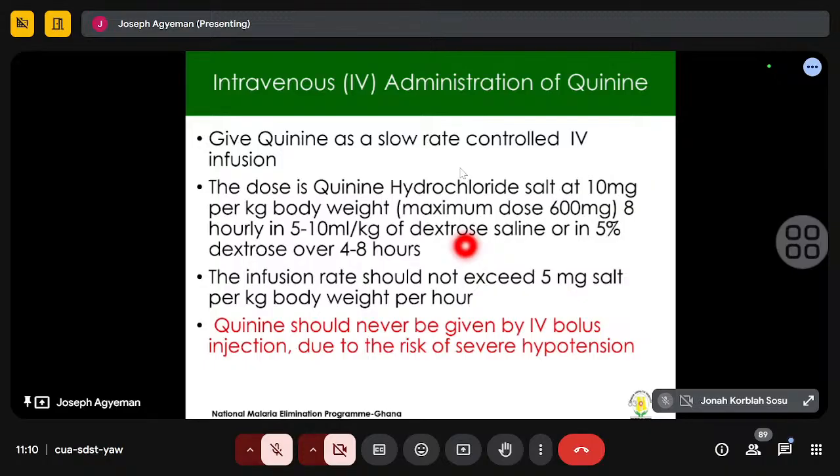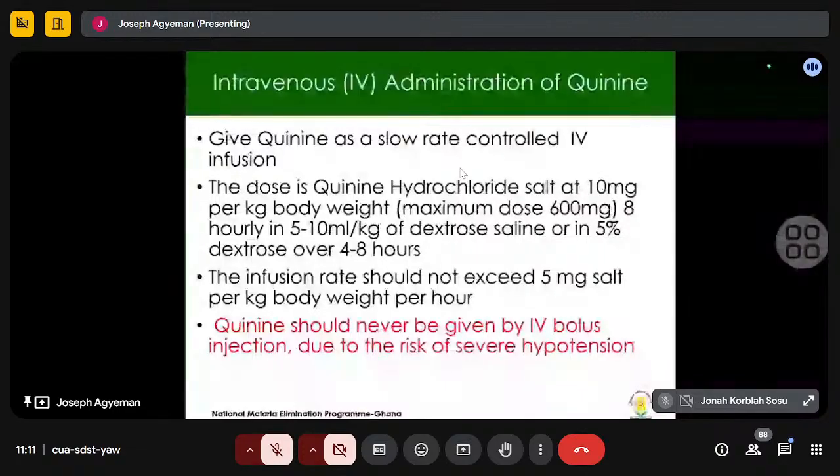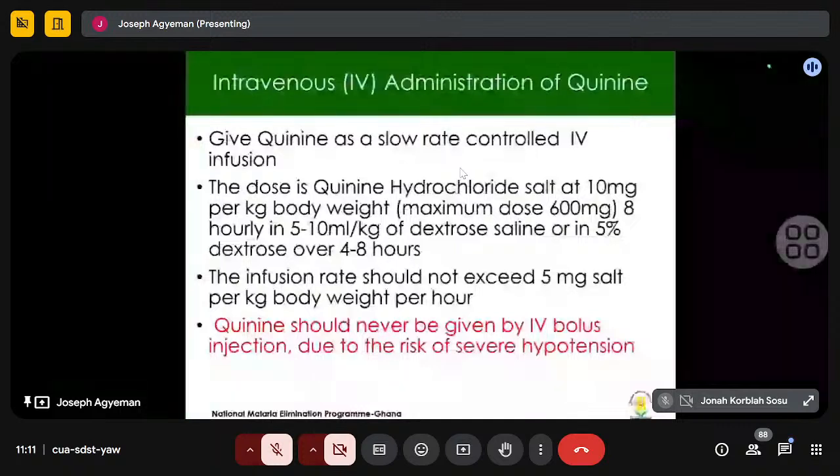So if, let's say, the patient is 60 kg, and therefore per the calculation, you are using 600 milligram, it means you can do 600 mils of the dextrose, but it is between 5 to 10, which means you can also give 500. So you just push the 600 milligram into 500 mils over, say, 4 to 8 hours. Because every 8 hours you repeat. So that is the dilution. 5 to 10 ml per kg of the diluent.